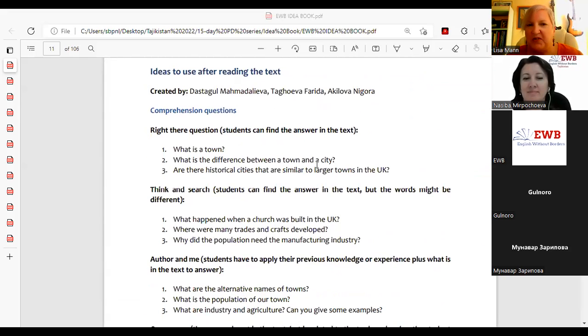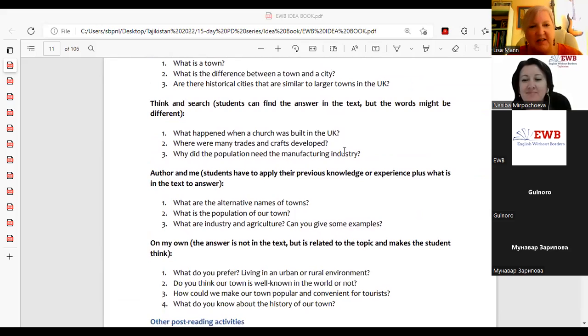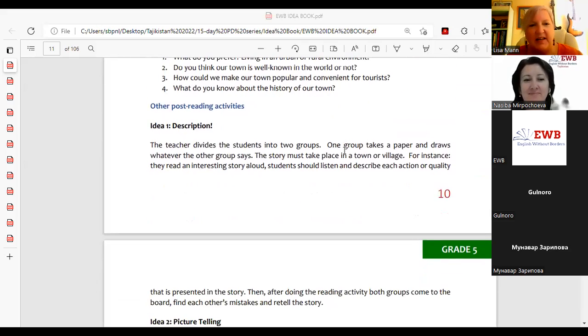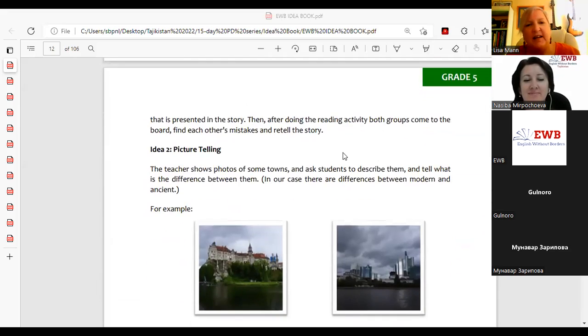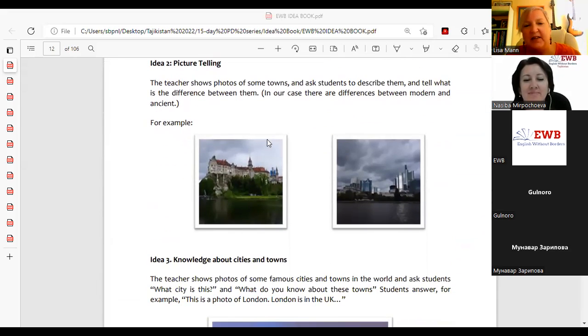Then there's a post-reading section. And when it was possible, we gave credit to the teachers who thought of these wonderful ideas. So these are comprehension questions and other post-reading activities. And when it's necessary, you're given some materials to use.